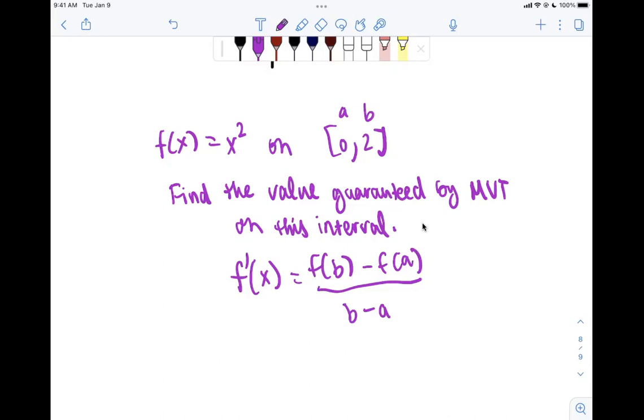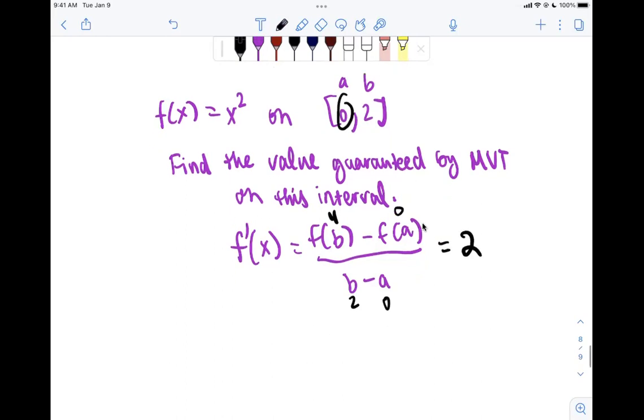Okay, so before we find this value of x, we need to know what we're looking for. So we just need to figure out what this value is first. So f of b is f of 2, so 2 squared, which is 4. F of a is 0 squared, which is 0. B is 2, and a is 0. So the whole thing, f of b minus f of a over b minus a, is 4 over 2, which is 2. So we want a value where the derivative is 2.